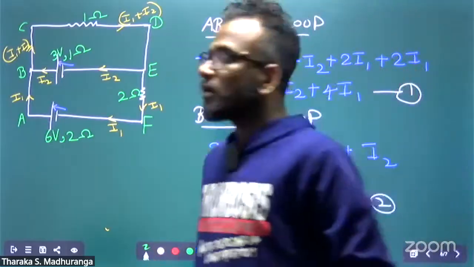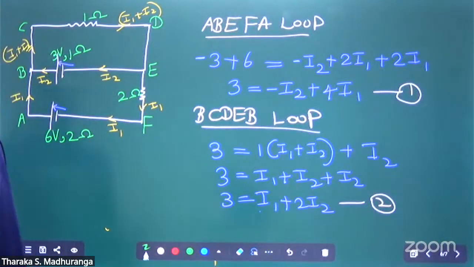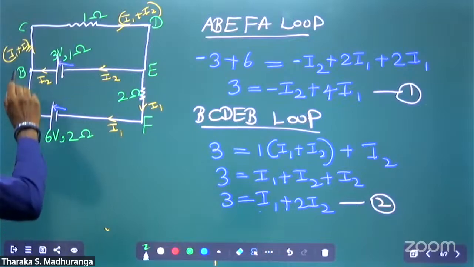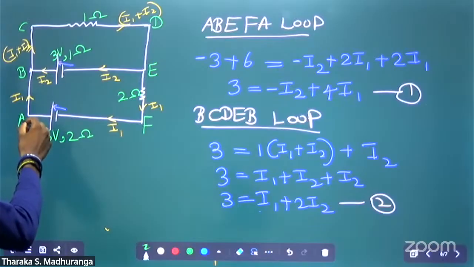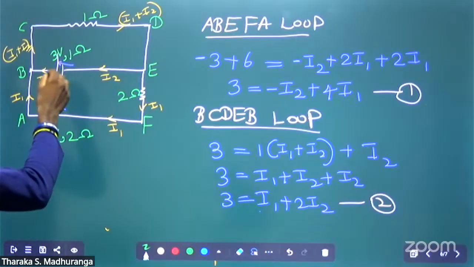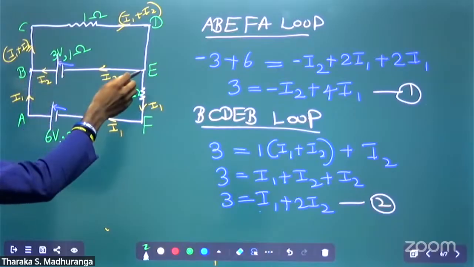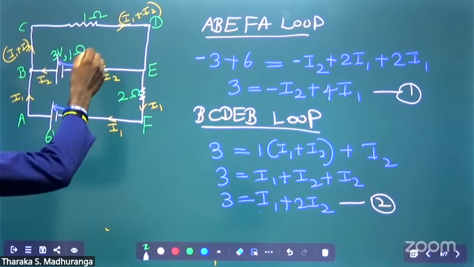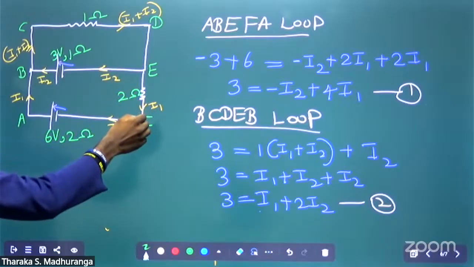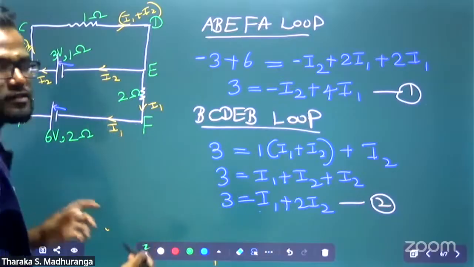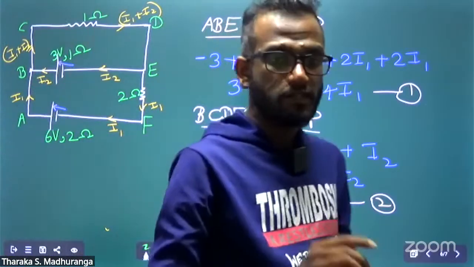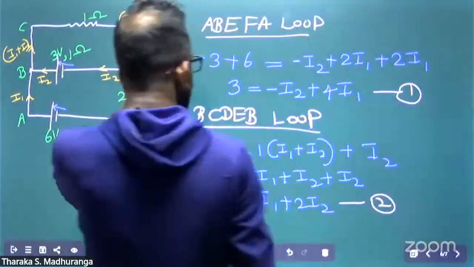You can try. Okay, now I'm going to apply Kirchhoff's second law to the loop A, B, E, F, A. Starting from A to B, no cell. B to E, there is one cell, opposite direction, so minus 3. E to F, no cells. F to A, there is one cell of 6 volts, that is positive because it is in our considered direction. Now the IR products.